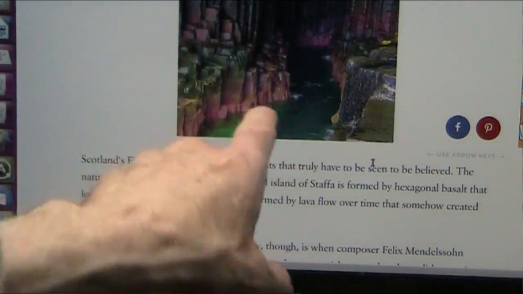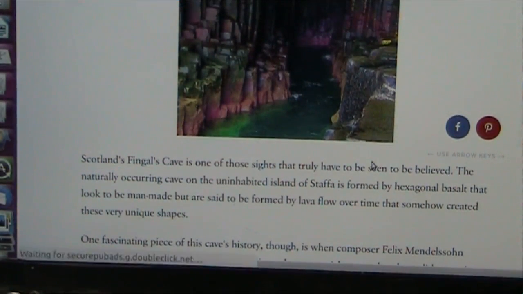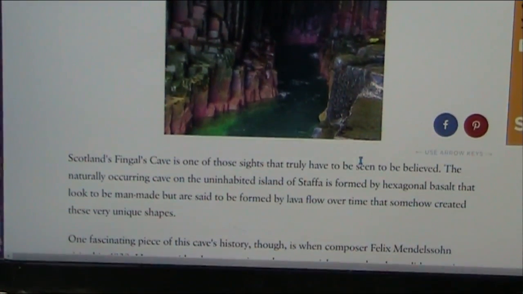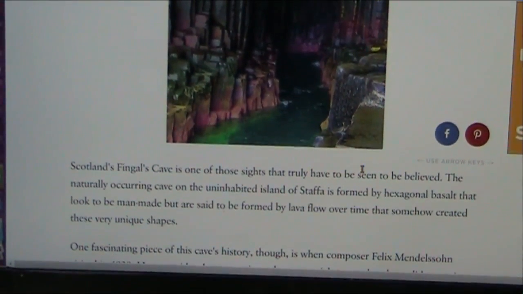And I understand these colors. And you say, well, how did that happen? Well, let's find out how it happened. And how did these hexagonal basalt columns happen?